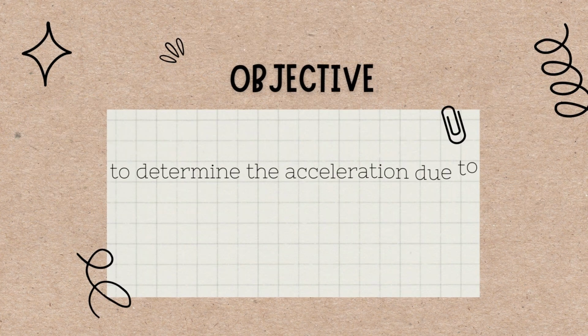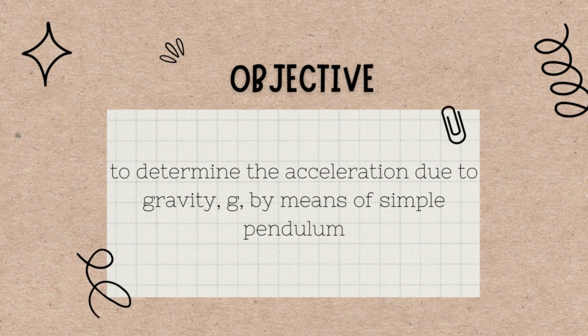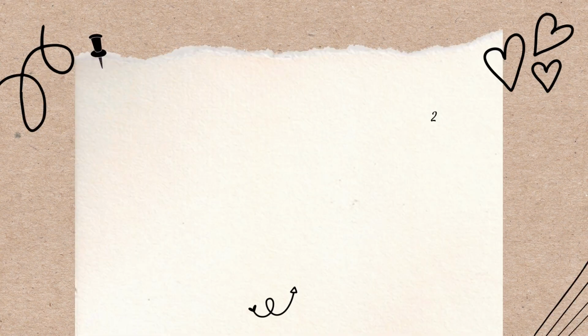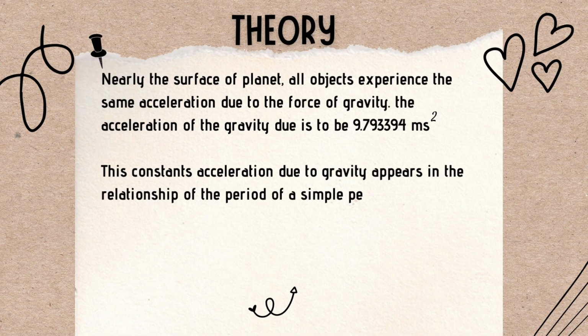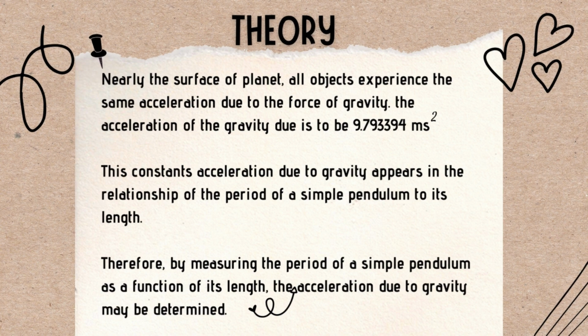The objective: to determine the acceleration due to gravity g by means of a simple pendulum. Near the surface of the planet, all objects experience the same acceleration due to the force of gravity. The acceleration due to gravity is 9.793394 meters per second squared.